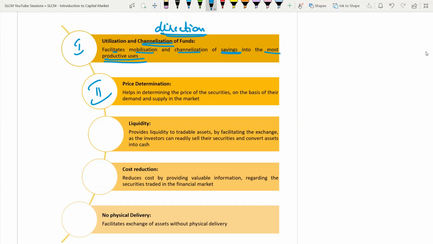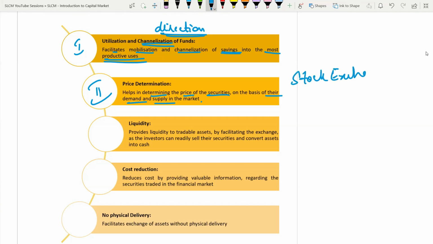Second one is price determination. This financial market helps in determining the price of securities on the basis of their demand and supply in the market. So the basic concept of economics that the price of goods and commodities is based on demand and supply in the market, the same principle applies even in the financial market, where now most of us are aware about how the stock exchanges function.